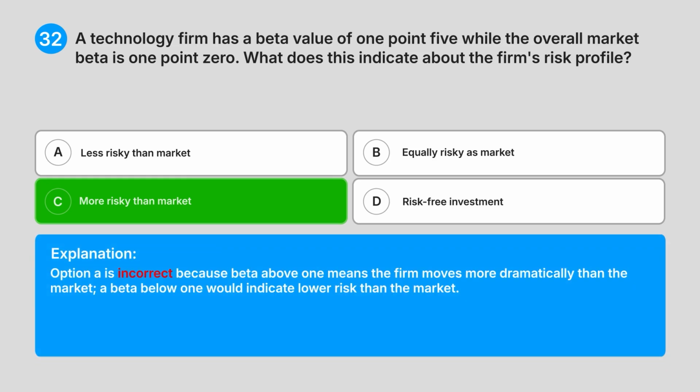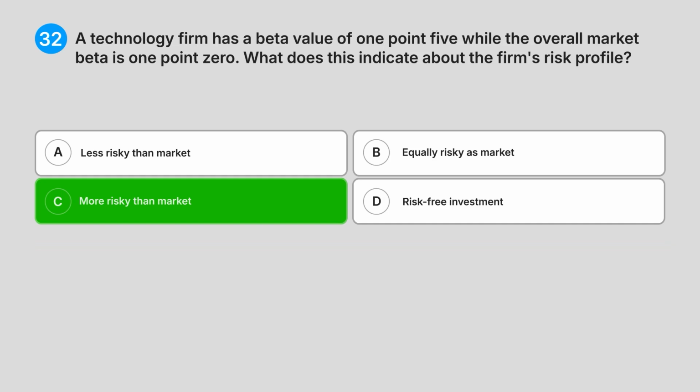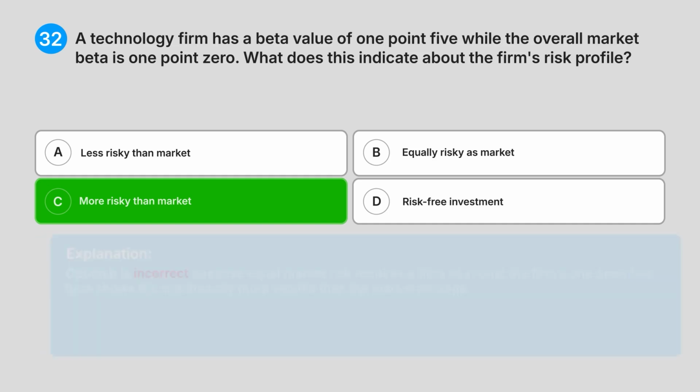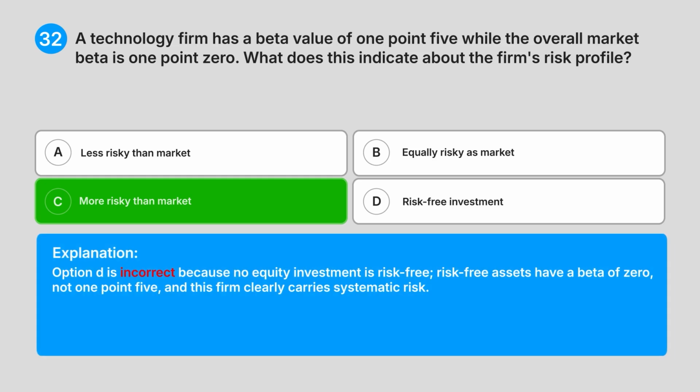Option A is incorrect because beta above 1 means the firm moves more dramatically than the market. A beta below 1 would indicate lower risk than the market. Option B is incorrect because equal market risk requires a beta near 1. The firm's 1.5 beta shows it is significantly more volatile than the market average. Option D is incorrect because no equity investment is risk-free. Risk-free assets have a beta of 0, not 1.5, and this firm clearly carries systematic risk.